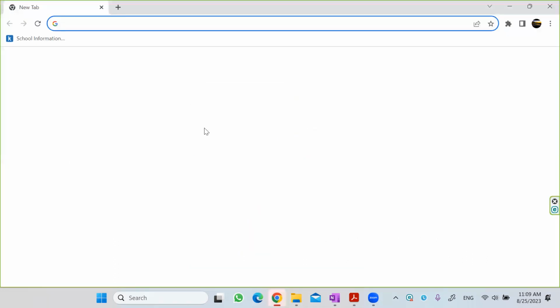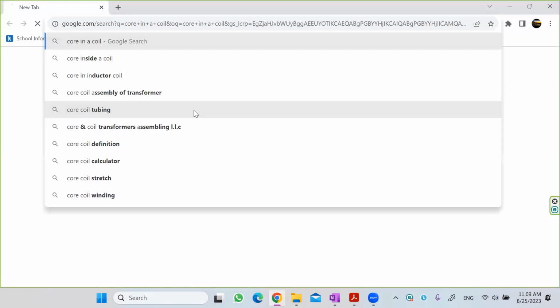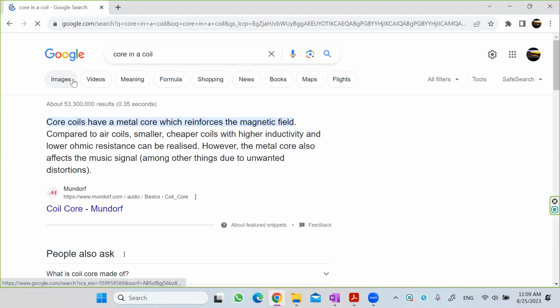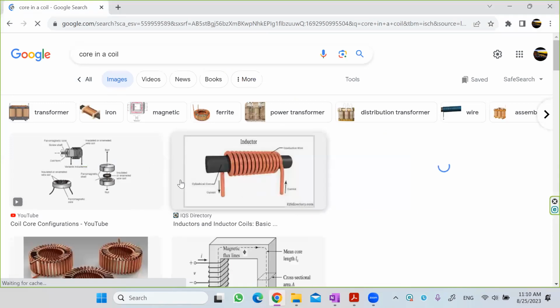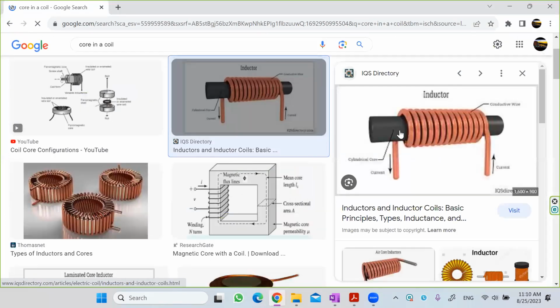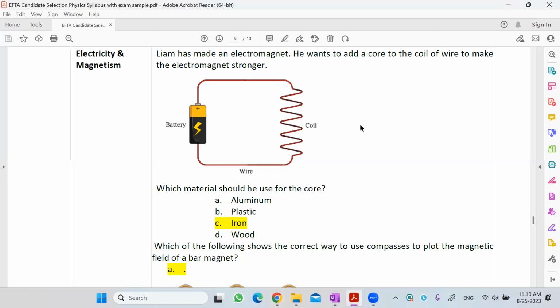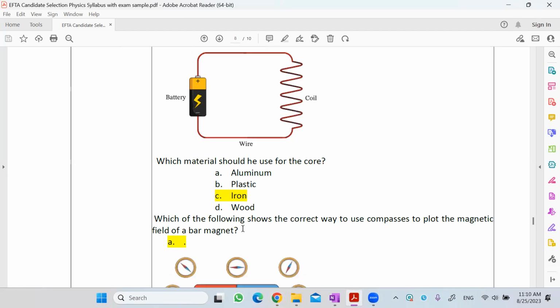I'll try to show it here just as a figure. Core in a coil. Okay, if you can just take a look at this picture, this one, we call it a core. Usually they can create a core from something not conductive, like paper, like plastic, like air. But it will burn if it's paper. To make it perfect for an electromagnet, it must be something conductive like iron.